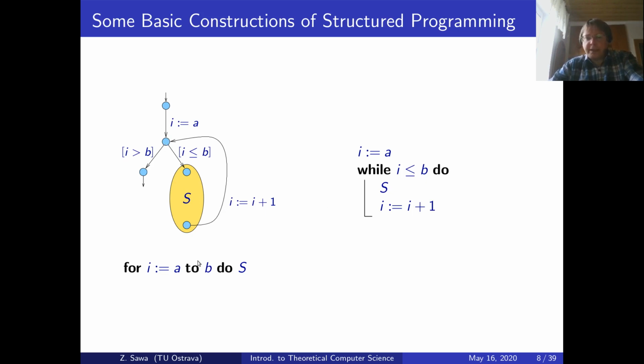Basically, this can be viewed as a short way to write something like this. Here it's written in the form of pseudocode, where we explicitly write the initialization of I and this increment of I and so on. So these are some examples of how typical constructions that often occur in programming languages can be represented in such control flow graphs.